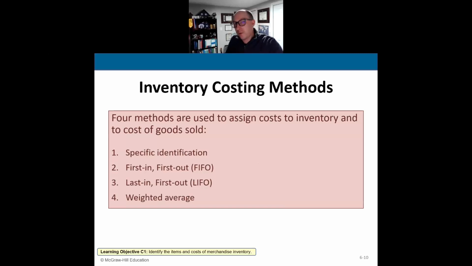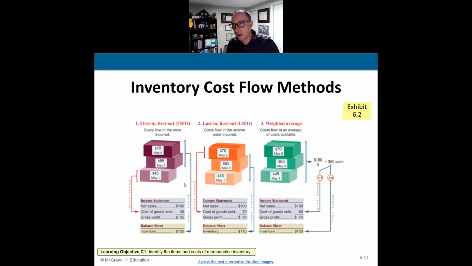The last method we call weighted average. Just as the name implies, we add up all of our inventory purchases and we take the average cost. That way everything is distributed evenly across the inventory. So I'm going to go through the example, and here is the example.